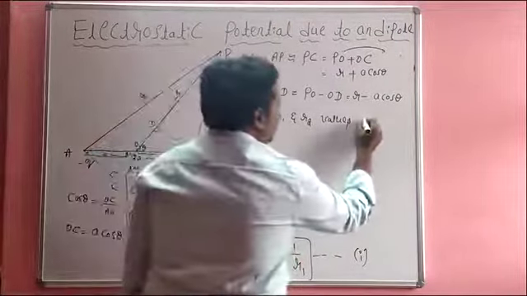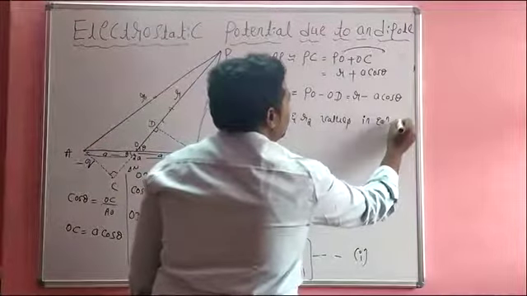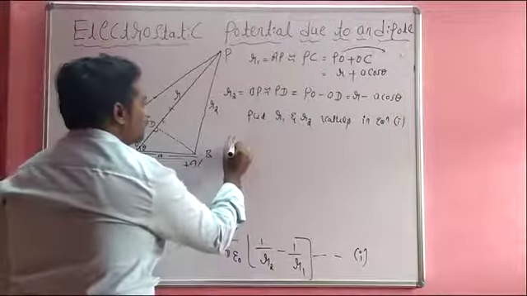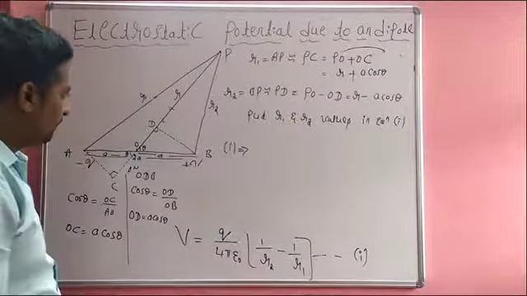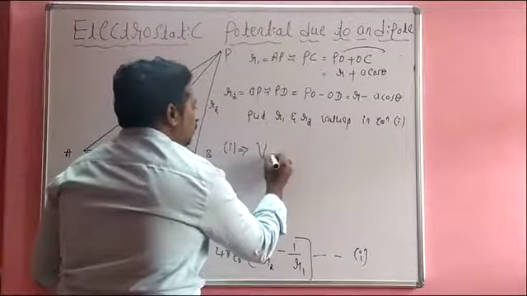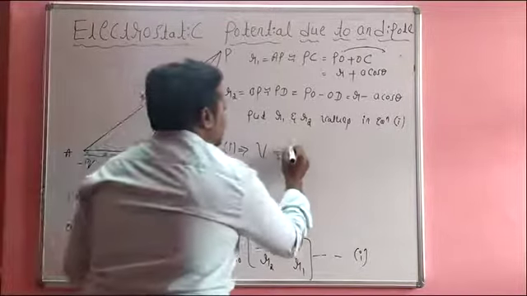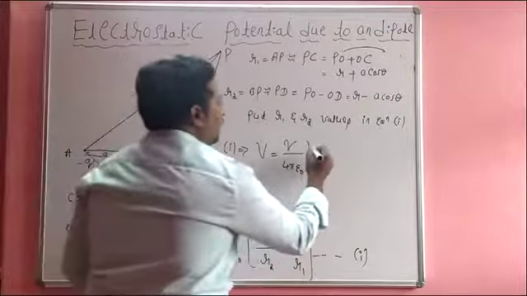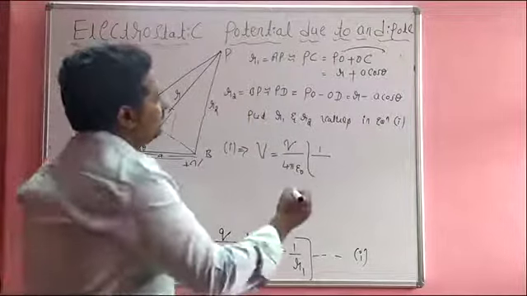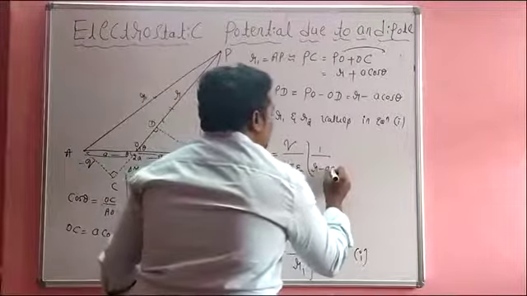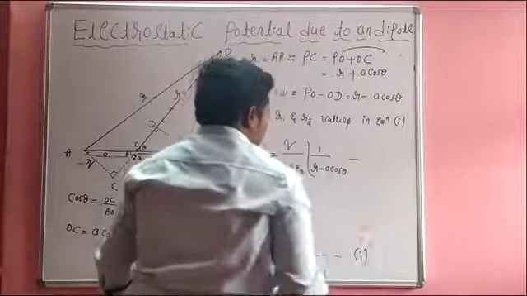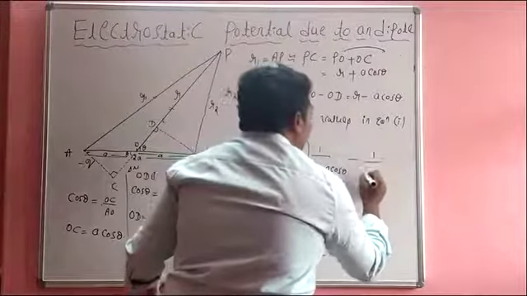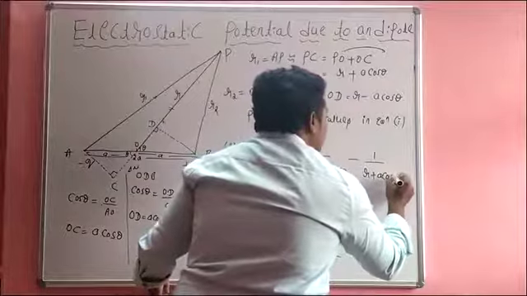Put the R1 and R2 values in equation 1. So then equation number 1 becomes: the electrostatic potential V is equal to Q divided by 4 pi epsilon naught, times 1 divided by R2, where R2 is R minus A cos theta, minus 1 divided by R1, where R1 is R plus A cos theta.